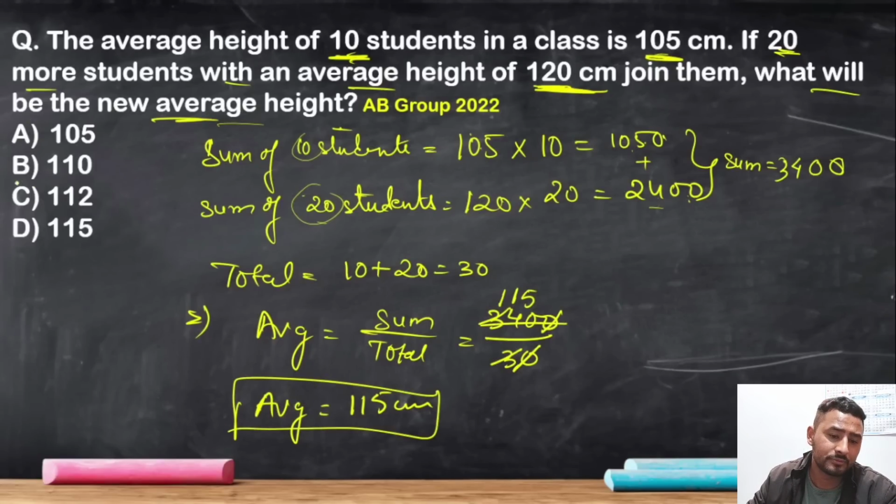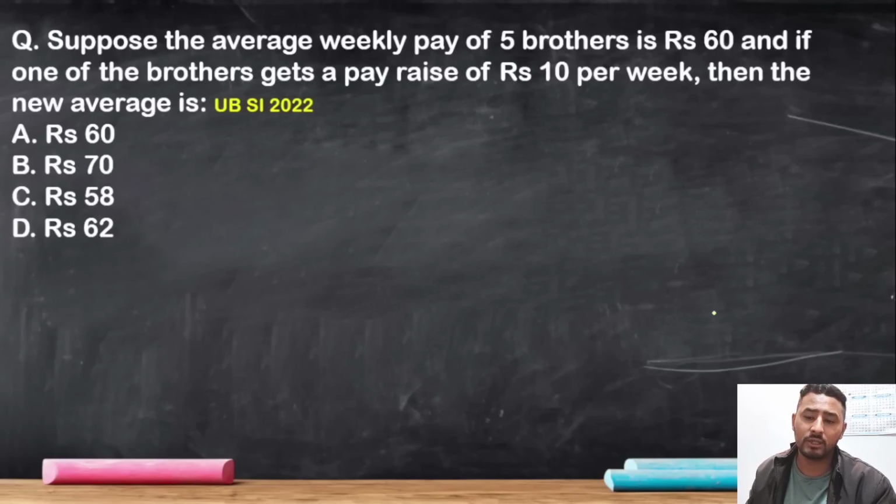I hope this is clear. Option number D is the correct answer. Let's see if we have some more. Okay, very important. This also came in UBSI 22.